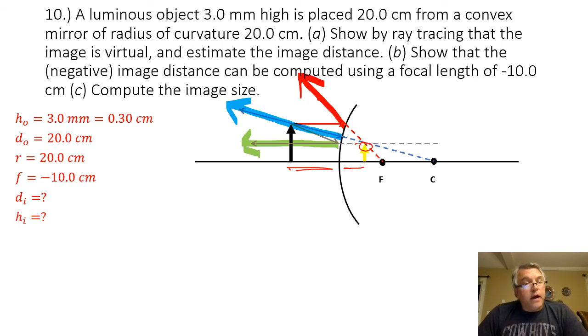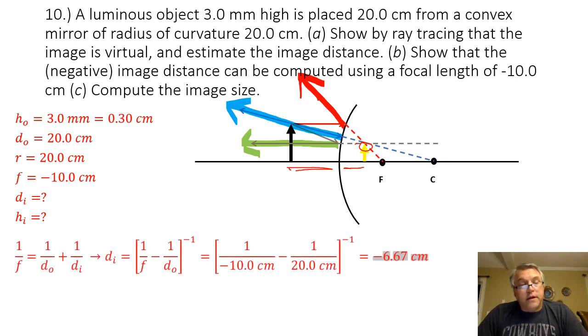So I have the object distance and the focal length. From those, I can use the mirror equation to find the image distance. To find the image distance, I rearrange the mirror equation like so. I plug in my values for the focal length and the object distance, and that will give me an image distance of negative 6.67 centimeters. Again, it's negative because my image is behind the mirror, and that is less than half of the object distance. So it's a pretty good estimate.